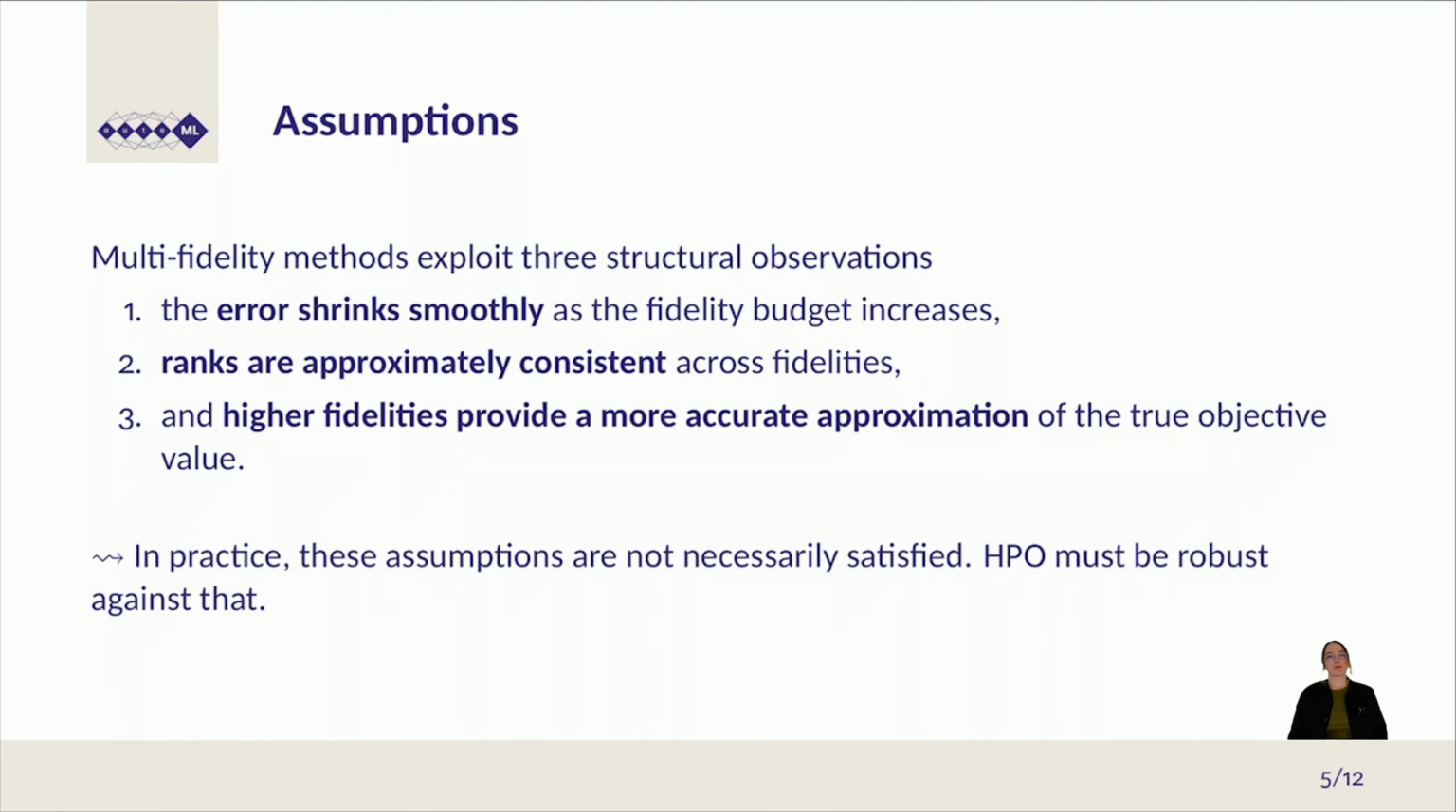They typically rely on three structural observations. We observe that the error shrinks smoothly as the fidelity budget increases. We have seen this in the learning curve, which went down smoothly with more epochs. This also means that the ranks are approximately consistent across fidelities. This allows us to discard bad configurations early because we assume if they are bad in the beginning, they are also bad on a high budget. Last but not least, I said this before, the highest fidelity is the most accurate approximation of the true objective function. And yes, of course, in practice, these assumptions are not necessarily satisfied, and our optimization algorithm must be robust against that.